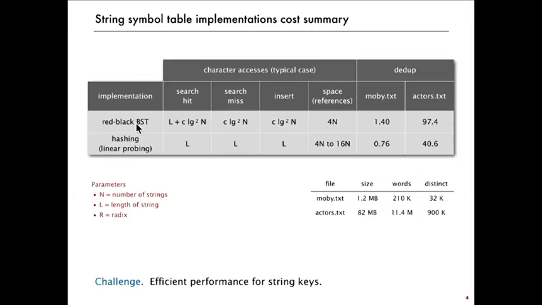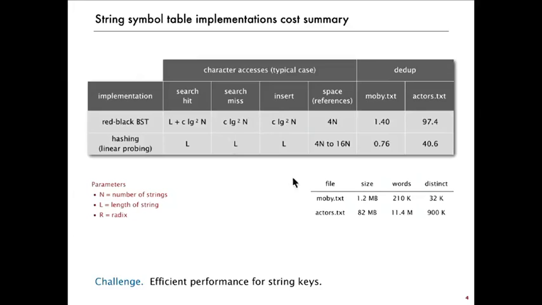For red-black BSTs, the analysis is a bit more complicated. For a search hit, you have to look at the entire key to check that every character is the same. And then the comparisons, depending on the nature of the keys, for a typical case, it's something like log squared N. We had log N comparisons, but usually you have to look at something like log N characters in the key in order to get down the tree. For a search miss, you might find out before you get to the end of the key, and same for an insert. So the running times are something like this.